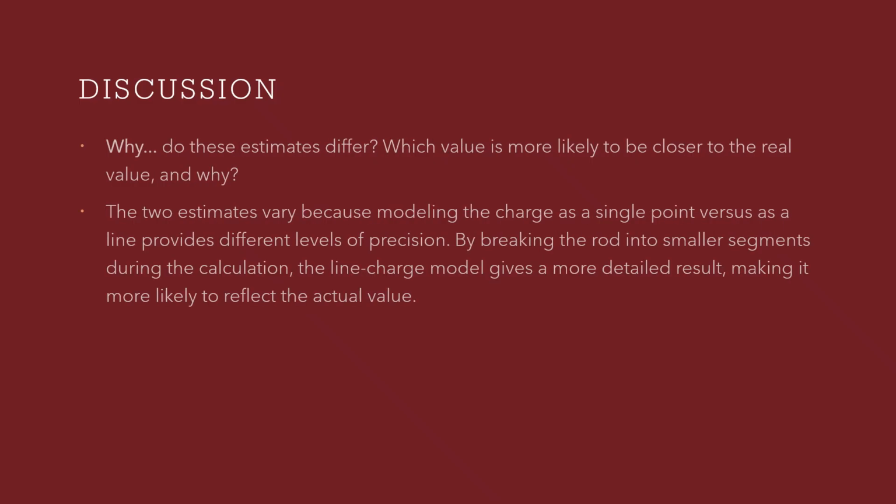Next, why do these estimates differ, and which value is more likely to be closer to the real value and why? The two estimates vary because modeling the charge as a single point versus a line provides different levels of precision. By breaking the rod into smaller segments during the calculation, the line charge model gives a more detailed result, making it more likely to reflect the real value itself.